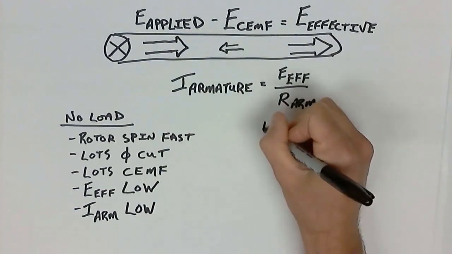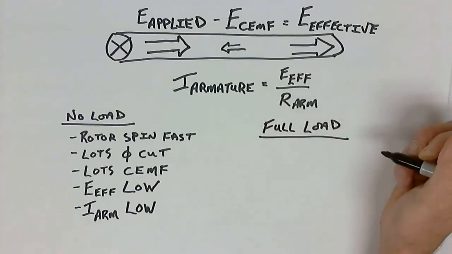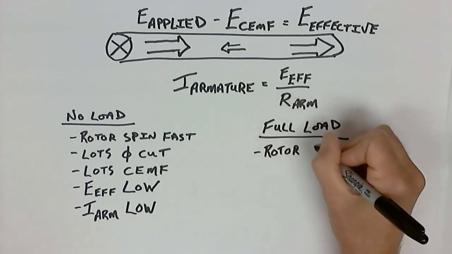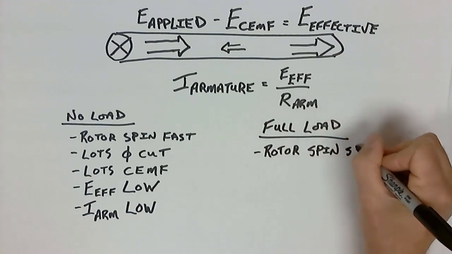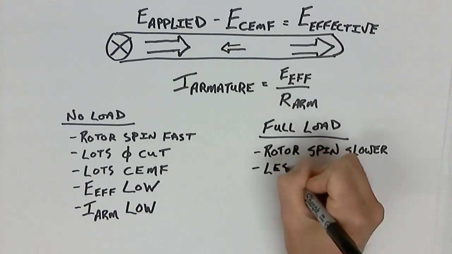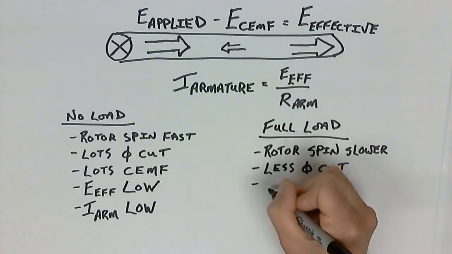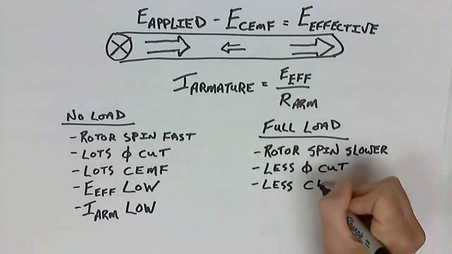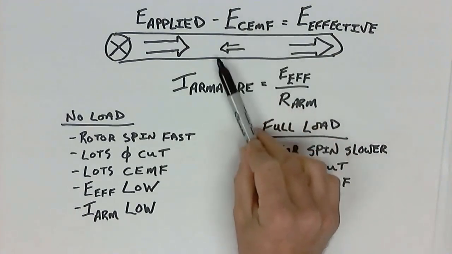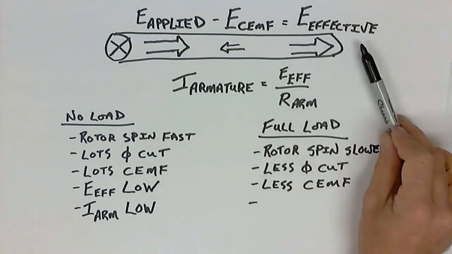When the motor is at full load, and again, full mechanical load, the rotor will spin slower. And if it spins slower, then that means that there is going to be less lines of flux being cut. And if there's less lines of flux being cut, that means there's going to be less counter EMF. And if there's less counter EMF, this gets smaller, then what happens? The effective voltage would be higher.